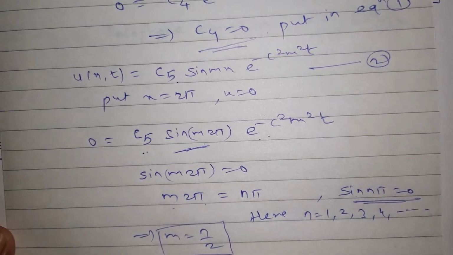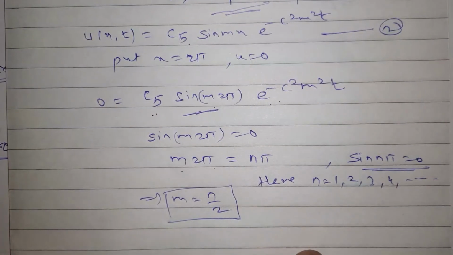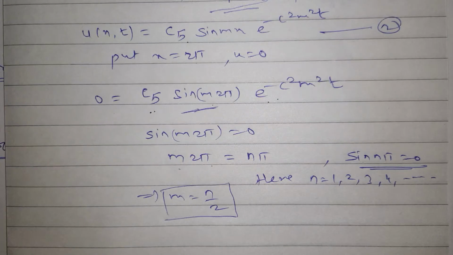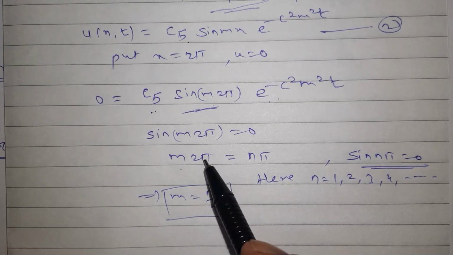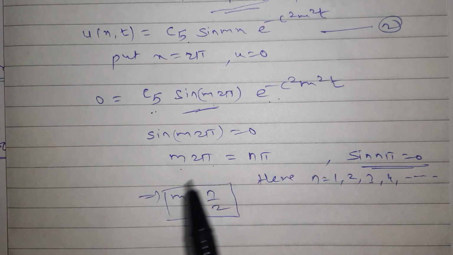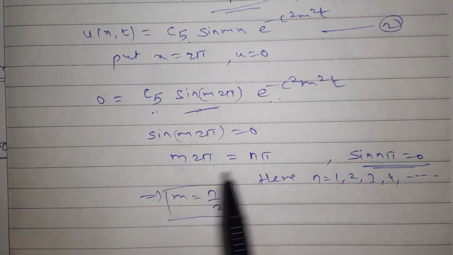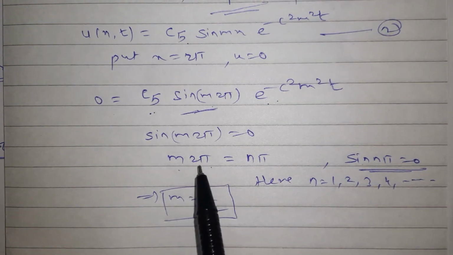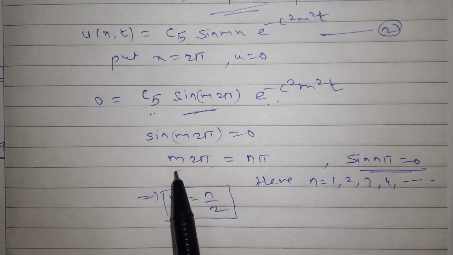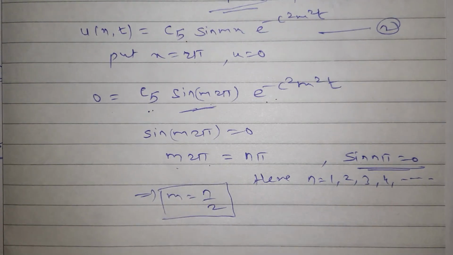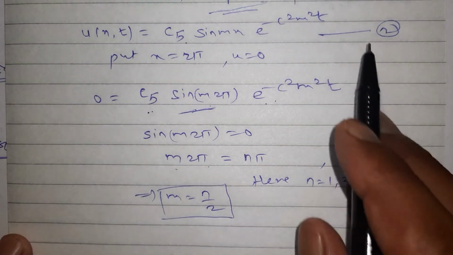In fact, from your first condition we get the value of c4, and from your second condition we get the value of m. If instead of 2 pi, pi is there, then m equal to n. If instead of 2 pi, L is there, then I may call it m is equal to n pi upon L. If instead of 2 pi, 4 is there, I can call m is equal to n pi upon 4. So from these second conditions, we get the value of m. Clearly. Now put this value of m in your equation 2.